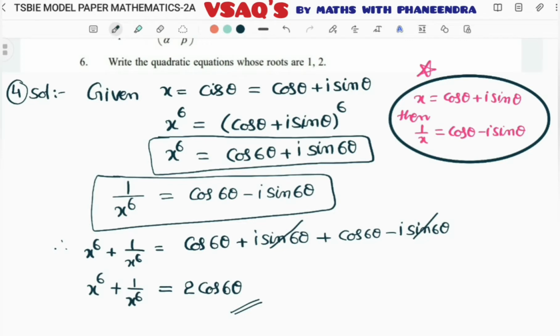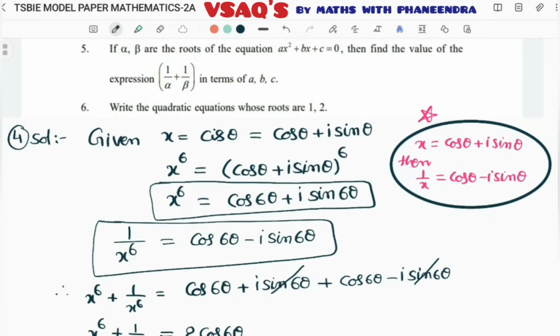We will move to question number 5. In question number 5, once you read the question thoroughly: if alpha, beta are roots of the equation ax square plus bx plus c equal to 0, then find the value of 1 by alpha plus 1 by beta in terms of a, b, c. They are asking to find the relation between a, b, c and 1 by alpha plus 1 by beta.